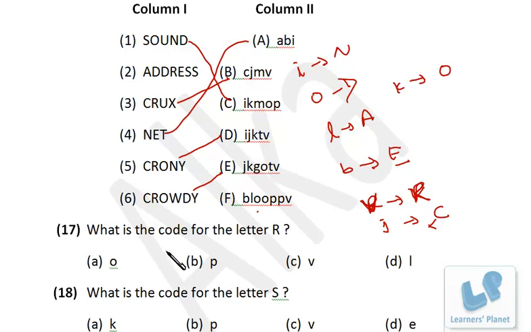Now in this question, what is the code for letter R? R we have already found out, that is V, right? So no need to waste time. Now let's find for S. ADDRESS. S is repeated, so either S may be O or P, right? But O we have already given to D, right? Small o is actually D, that means we are left with P, that means S has to be P. Okay.